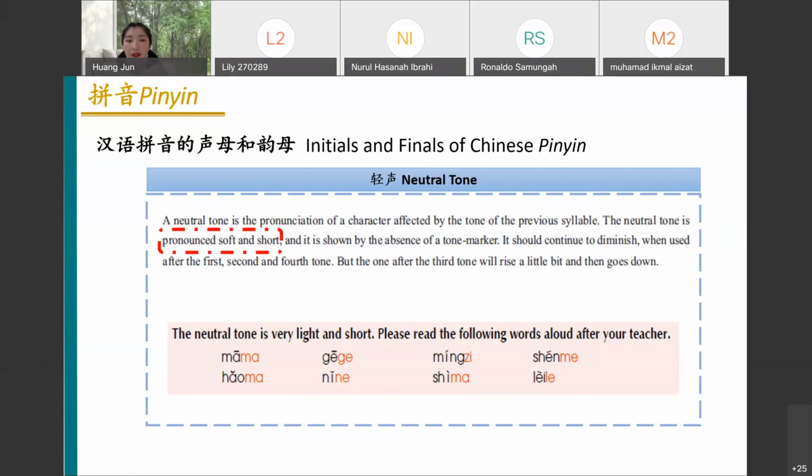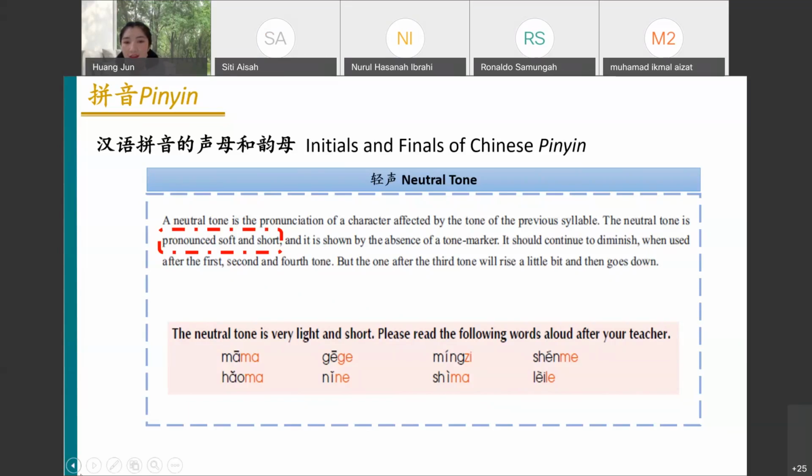Okay, so for example, the first example they show you is mama. If you read first tone, the pronunciation is ma over there, right? But the second word, with no tone mark, is the neutral tone. So they read it as mama. You read faster in a smaller voice. Okay, so read after me. Open your mic, read after me. Mama. Mama. Very good. Try to sense the neutral tone.